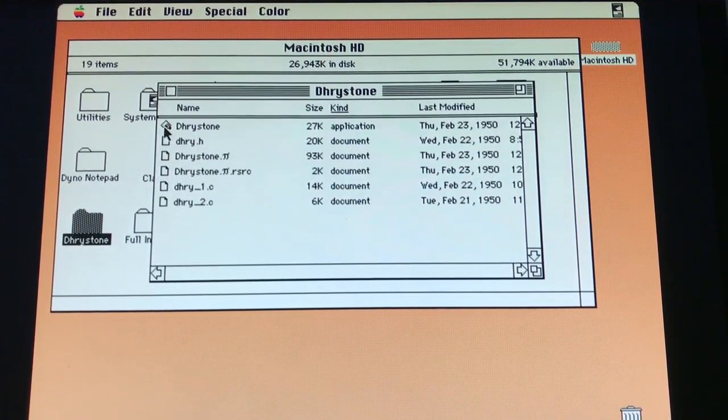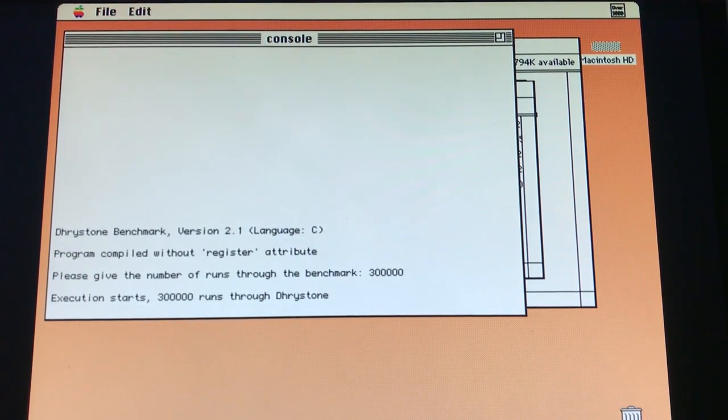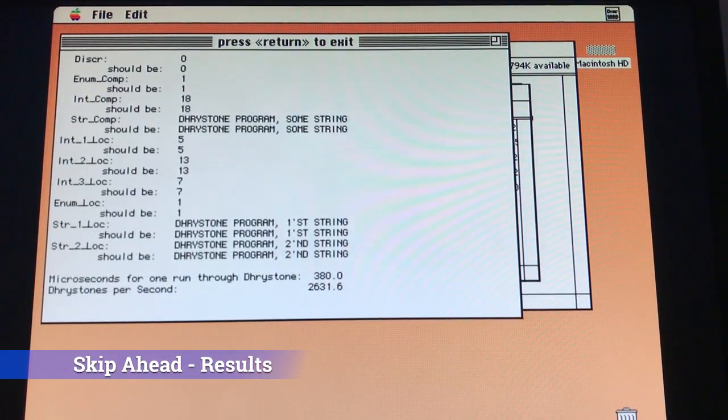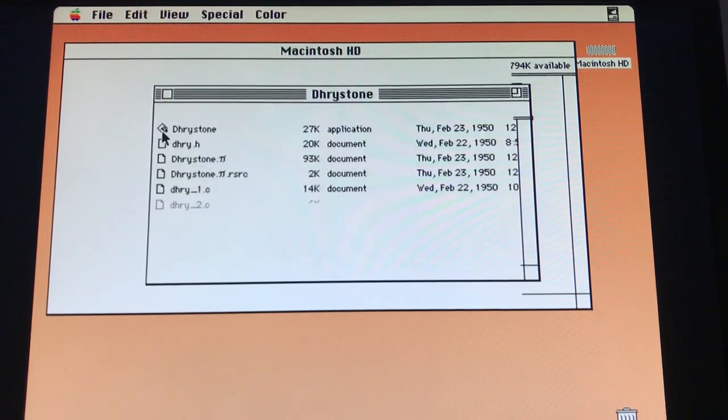Let's run the Dhrystone benchmark again. This time running on the 16 MHz 68030. We might be here for a while. After a very long time, we got our results. 380 microseconds for one run, and only 2,631 Dhrystones per second. The rocket is much faster than the host 68030. We didn't need a benchmark to tell us this, but this just shows you how big the gap is.